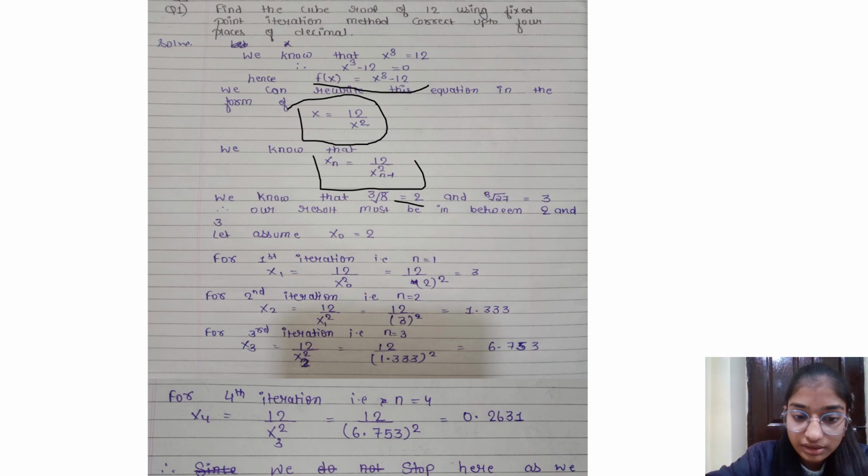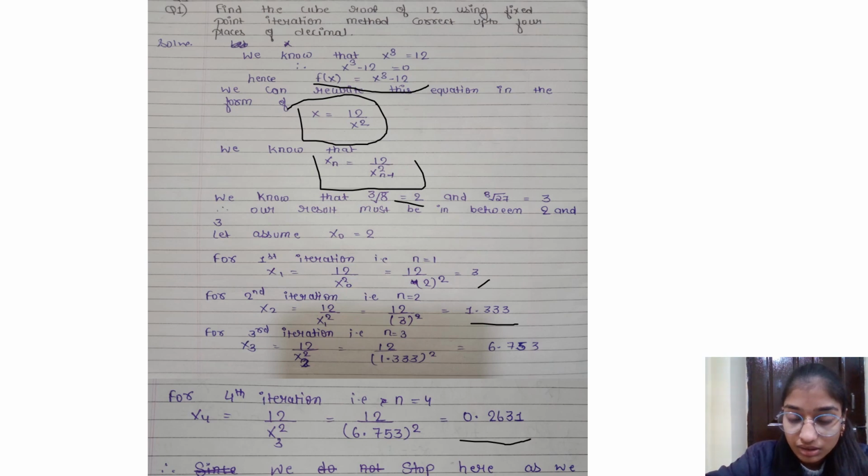In the first iteration, we get our value of x1 equal to 3. For the second iteration, we get the value 1.33. In the third iteration, we get the value 6.753. In the fourth iteration, we get the value 0.263.